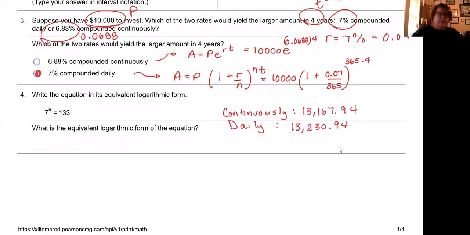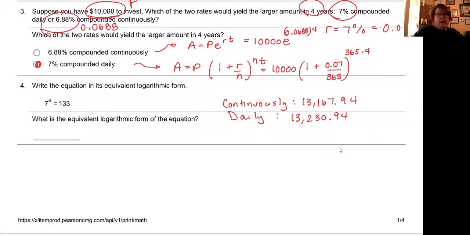All right. Problem 4, we have an exponential equation that we want to write in logarithmic form. So remember, our exponent is what our log is equal to. So our exponent here is a. I can write that in the space. And that's going to be equal to the log and our base here.